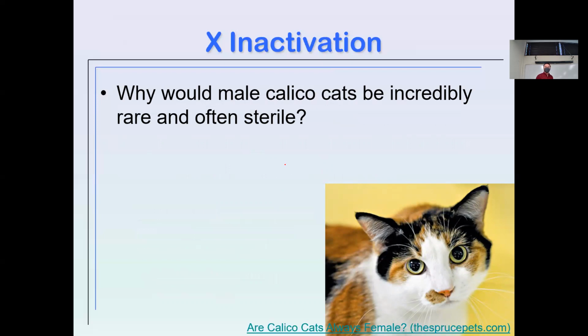Here's where I check if you're listening. Why is this important? How many X chromosomes do we expect the male cat to have? Just one. So if the male cat only has one X chromosome, he's either going to have orange or black. What do we know if he has both? If I've got a male cat that's got both orange and black on him, and white, what does that tell me about him?